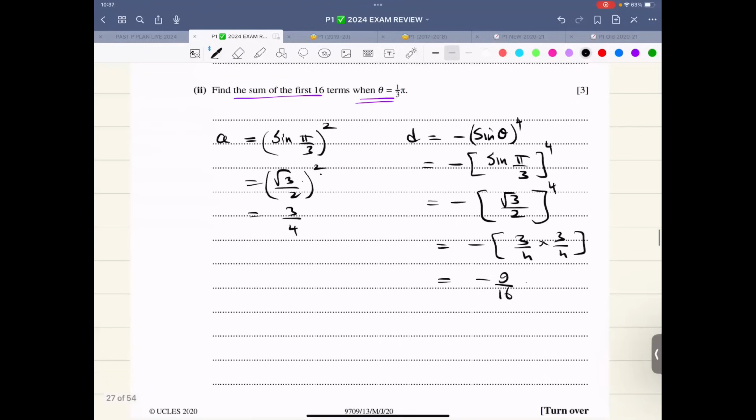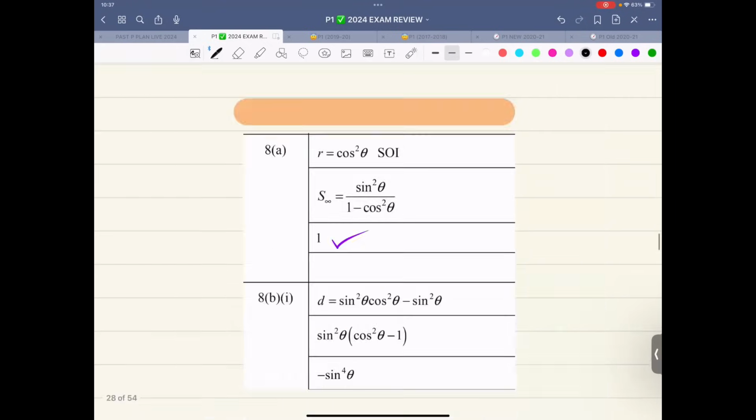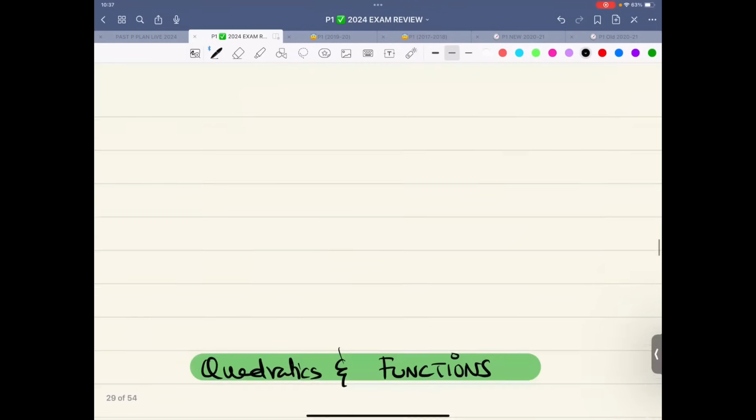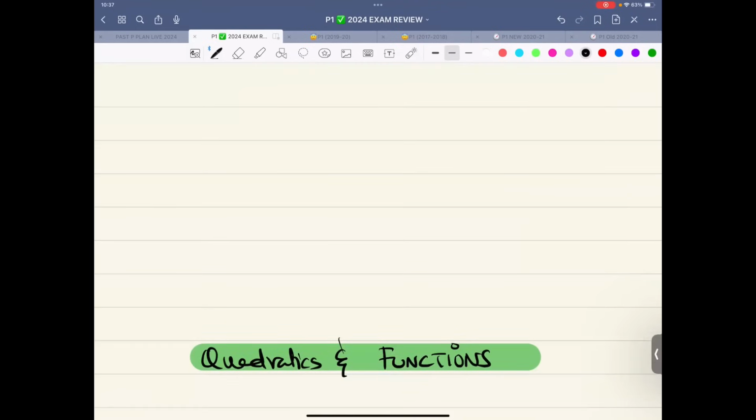That's the common difference. Sum of first 16 terms, that is n divided by 2, 2a plus (n minus 1) into d, which is 16 minus 1 into d, and d is negative 9 over 16. Use a calculator, and then you get this value. So that part is missing over here. So that's how it's done. So that completes AP and GP.